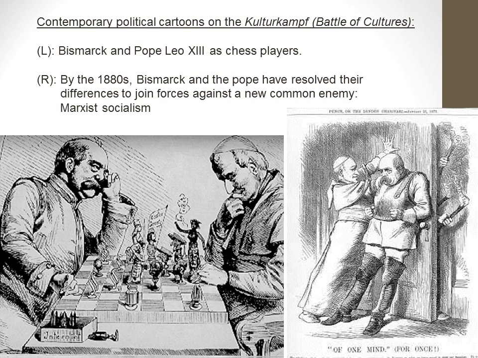These two political cartoons depict Bismarck and Pope Leo as chess players, and the other demonstrating that Bismarck and the Pope had resolved their differences to join the forces against a new common enemy of Marxist socialism. And if you look at the picture, you can see Bismarck and the Pope holding back the door as you see the fiery torches of a radical mob sticking their hand and their feet through the door.